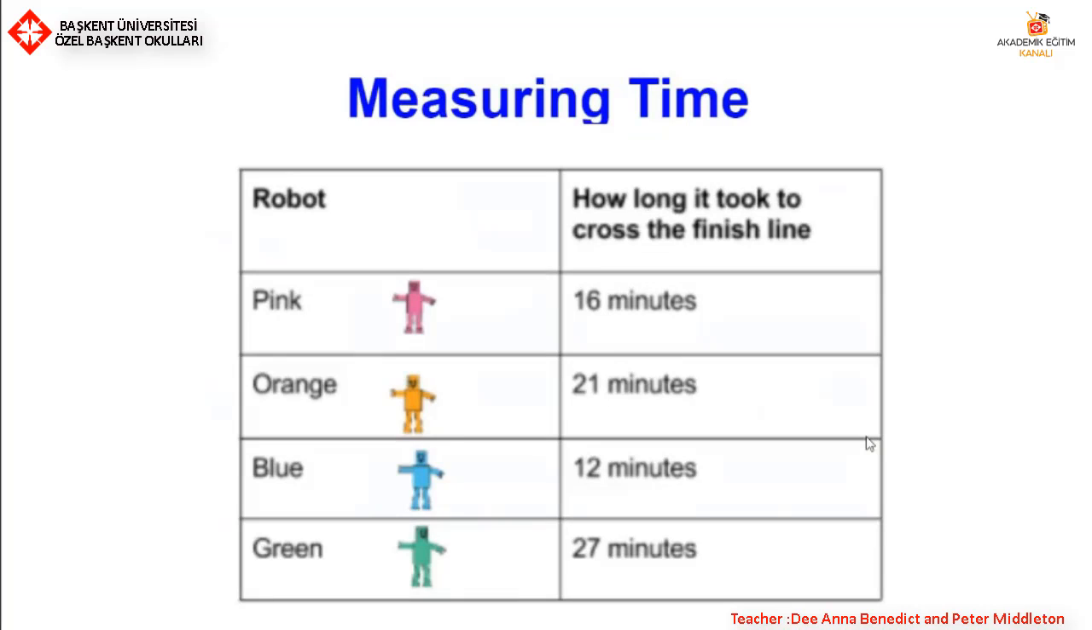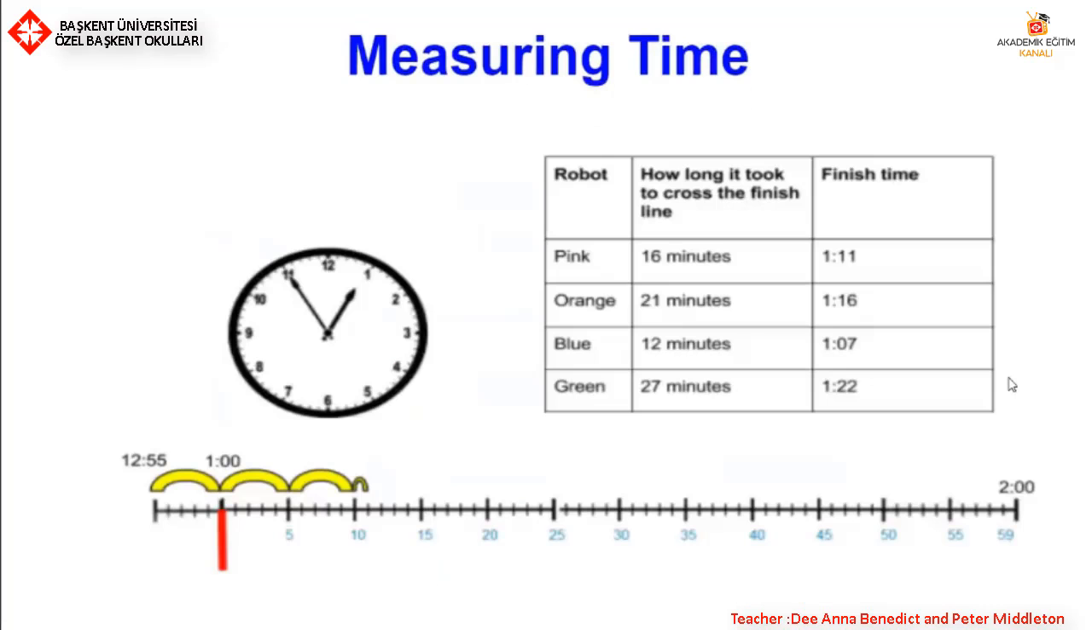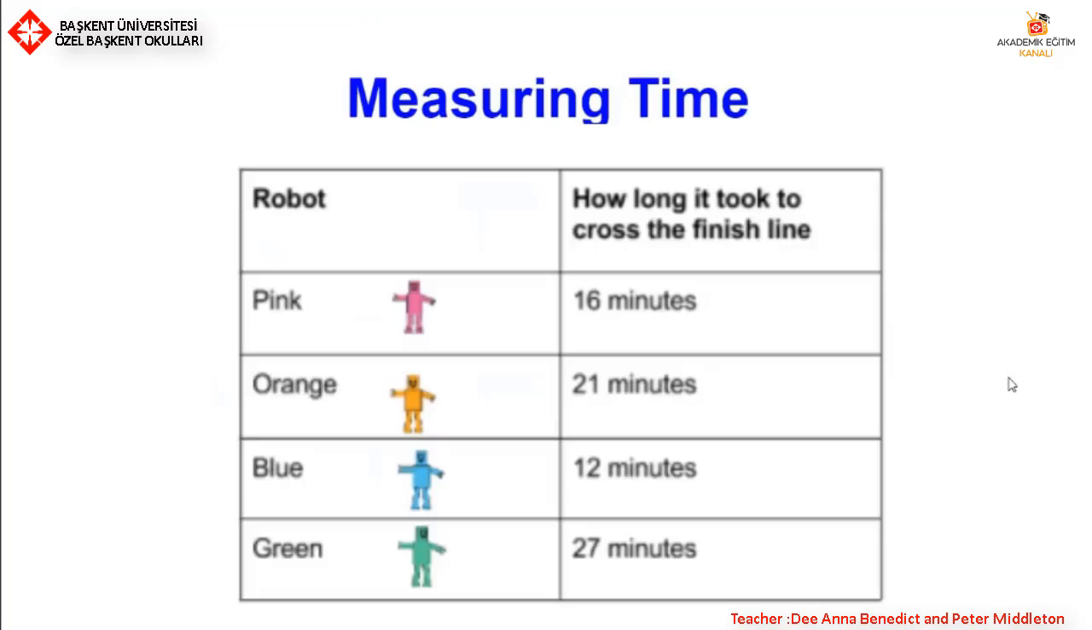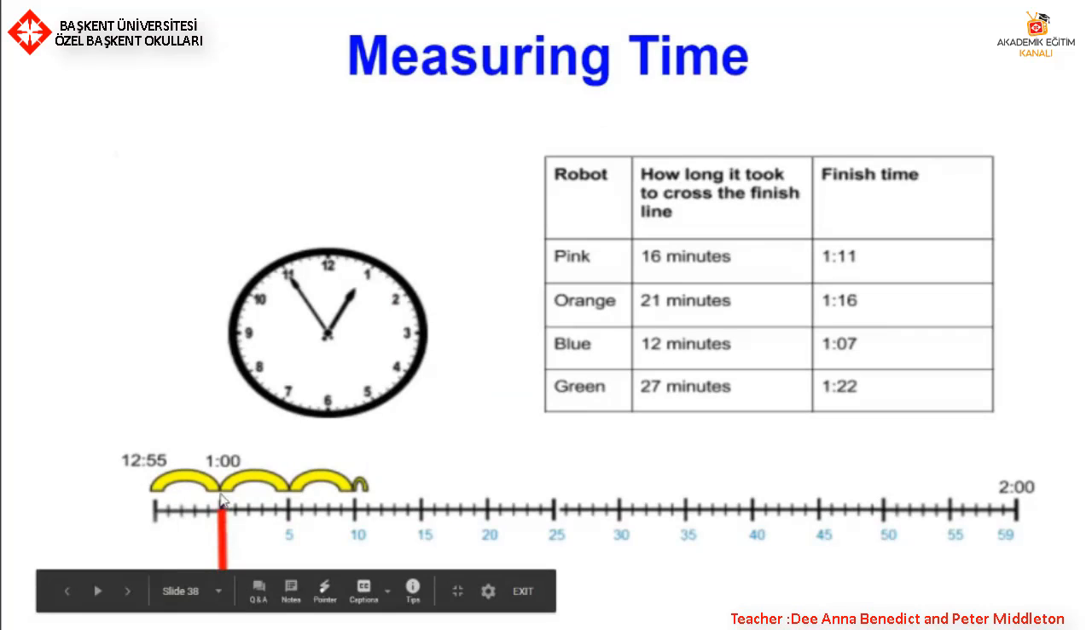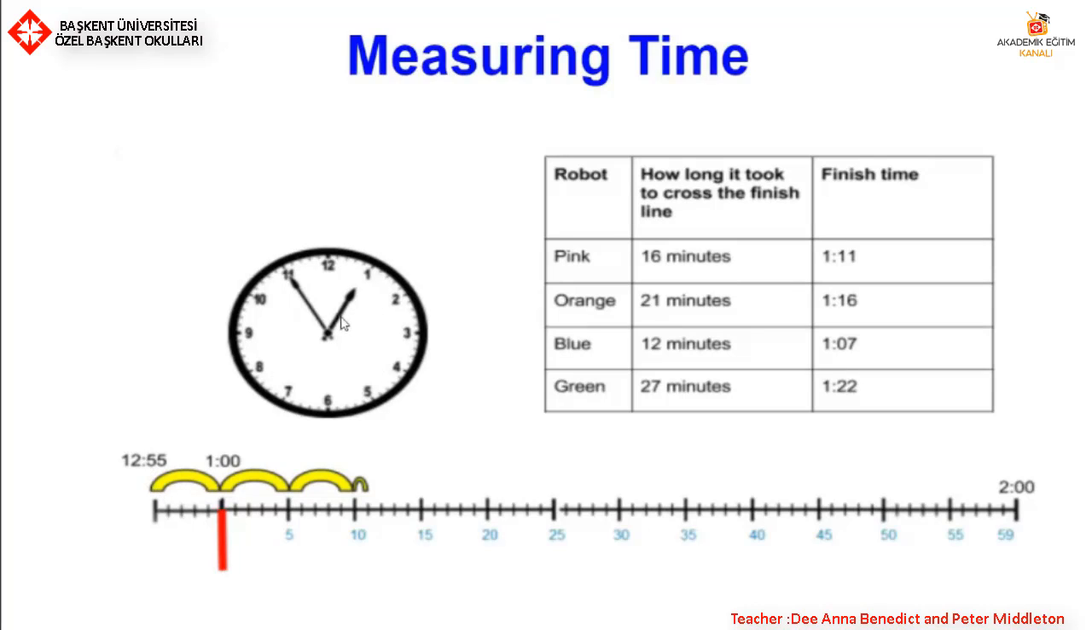We can measure time, so we can see how long it takes to cross the finish line. So here we have 4 robots, the pink, the orange, the blue, and the green, and they take different times to cross a finish line. You can see here that there is a number line. They started the time at 1:00. You can see on the analog clock here.